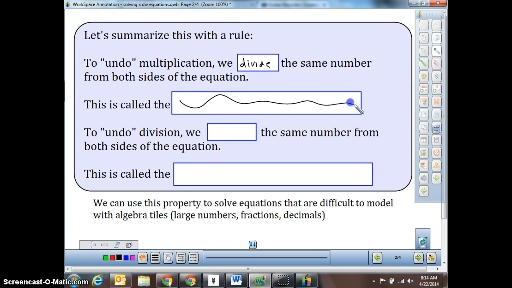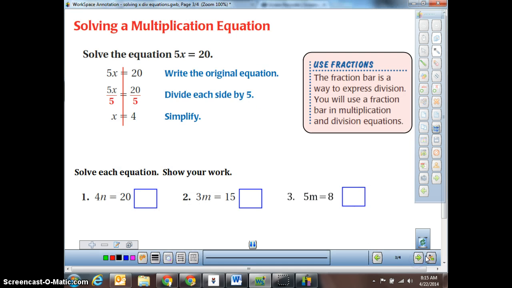And remember, we're not worried about these properties at the moment. Then to undo division, the opposite of division back is multiplication. We multiply, M-U-L-T-I-P-L-Y, the same number from both sides of the equation. This is called the, again, we're not worried about it. This is what we want to do in order to help solve multiplication and division problems.